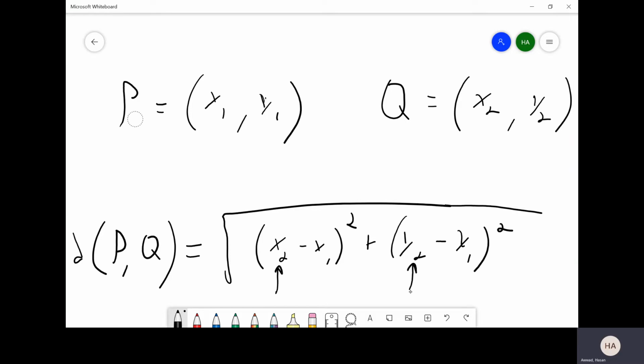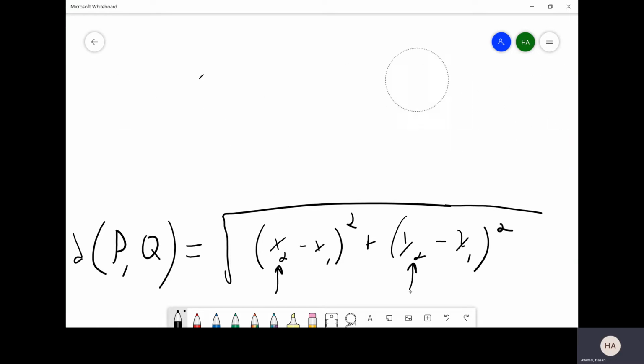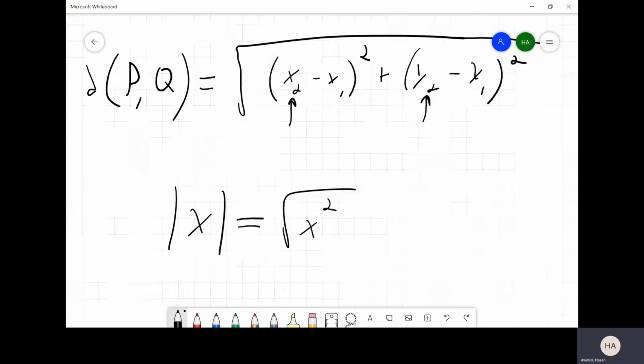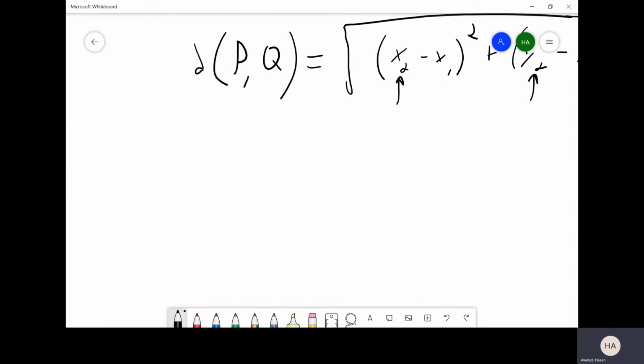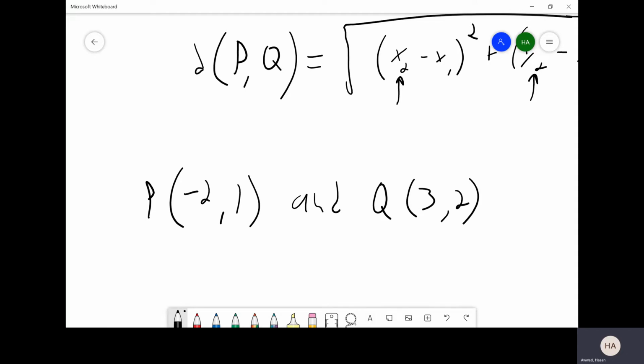So what I'm going to do is keep the equation that we have written right here, because I know that the equation might seem a little daunting at first, but it's really not so bad once you realize all you're doing is taking the difference of each component, squaring it, adding it together, and then square rooting it, okay? So let's go ahead and see an example. What I want to do is find the distance between P and Q, given that P is (-2, 1) and Q is (3, 2).